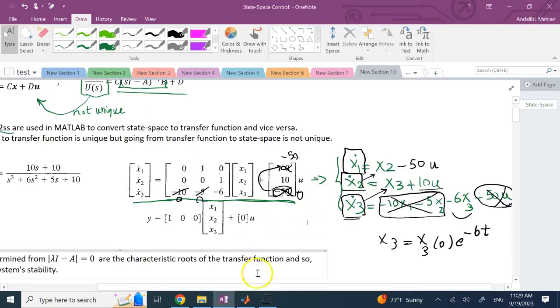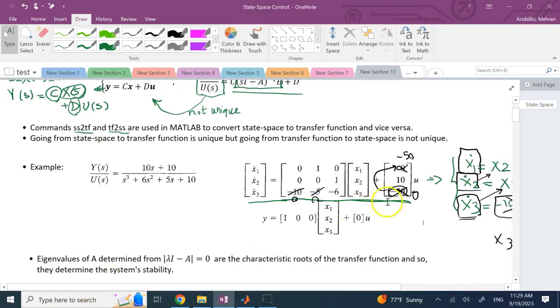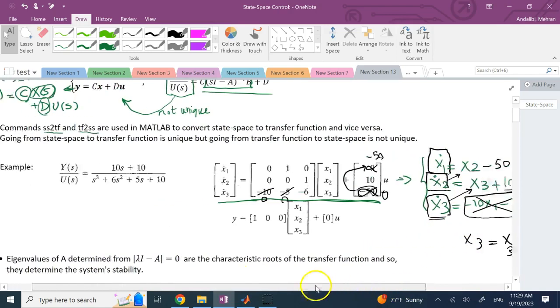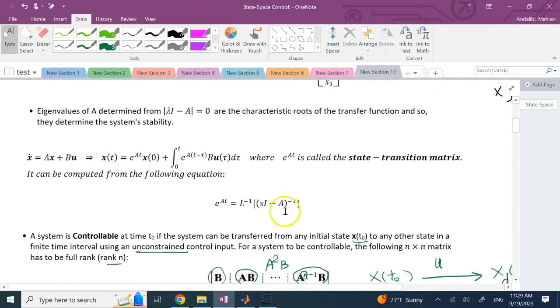So that's the meaning of controllability. It means your input or inputs can directly or indirectly show up in your dynamic equations and affect your states. Then I can say the system is controllable.